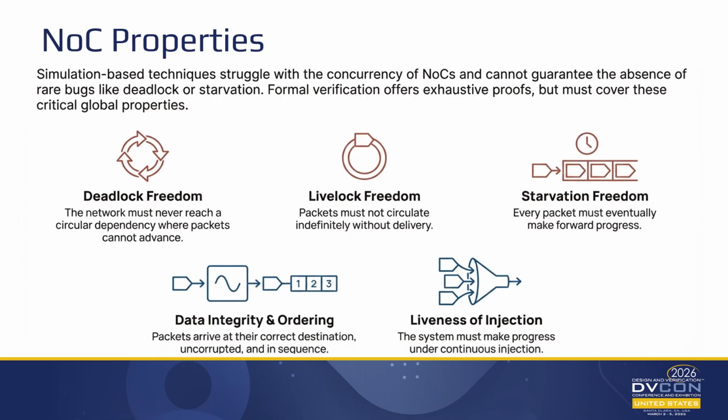Starvation freedom, every packet must progress forward and eventually evacuate the NOC. Data integrity, where every packet arrives at their correct destination uncorrupted and in order. Liveness of injection, the system must make progress under continuous injection. These properties are inherently end-to-end and become increasingly challenging to verify as the network scales.